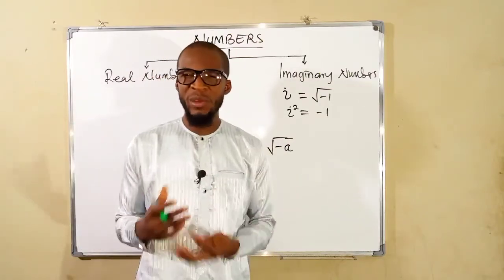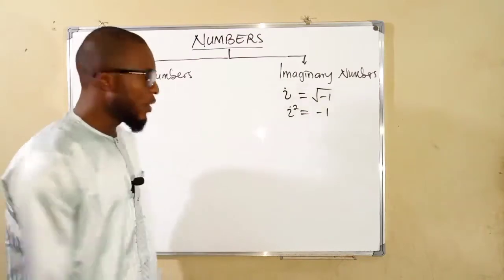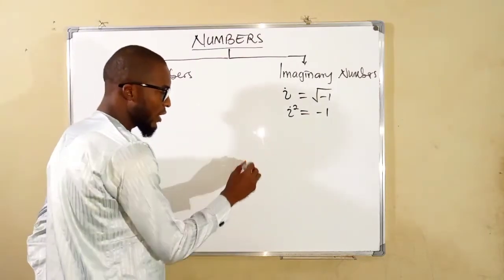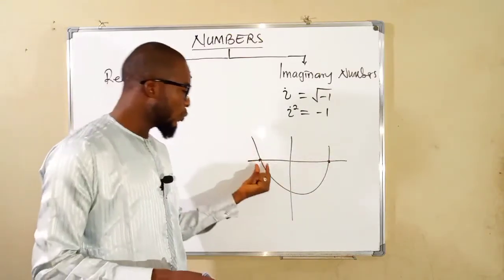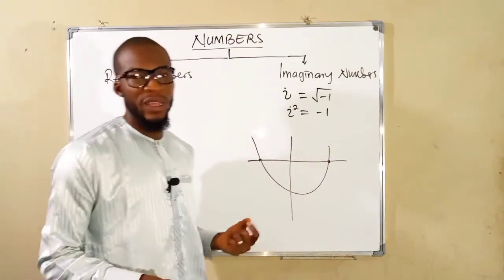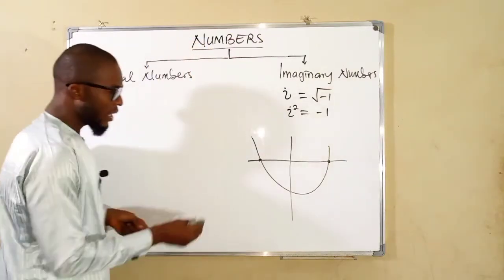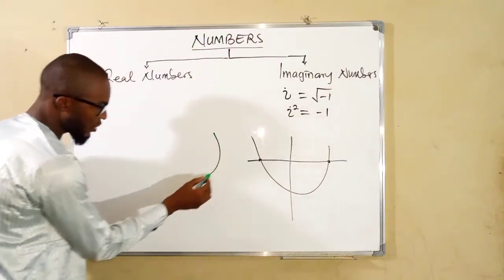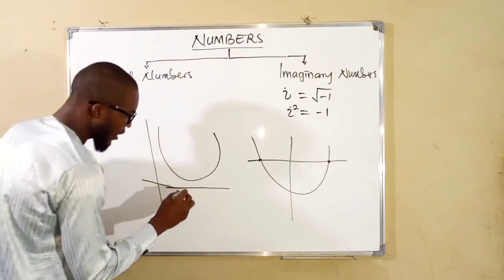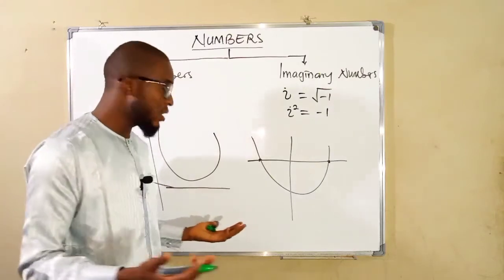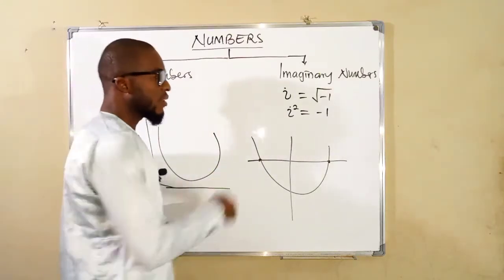Another way you can remember imaginary numbers is in solving quadratic equations. You know, if you have a quadratic graph in this form, the two points where the parabola touches the x-axis are the real solutions of that quadratic equation. But sometimes we may have a quadratic equation whose graph passes without touching the x-axis. In that case, we say the solution is imaginary because the parabola didn't touch the x-axis. So this is another way.